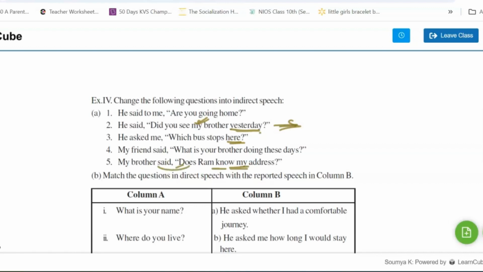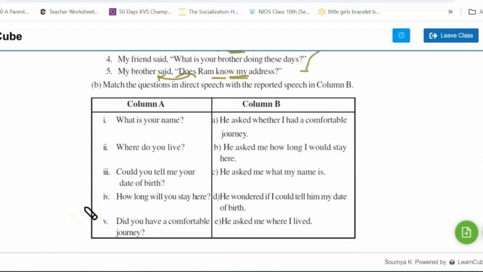Hope this was helpful to you to convert to indirect speech. Take more examples and solve them, then it will be easy for you to understand how that change comes. Let's move on to the next question, that is, match the indirect speech with the reported speech.